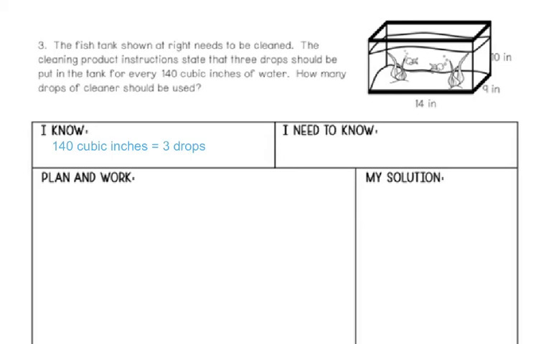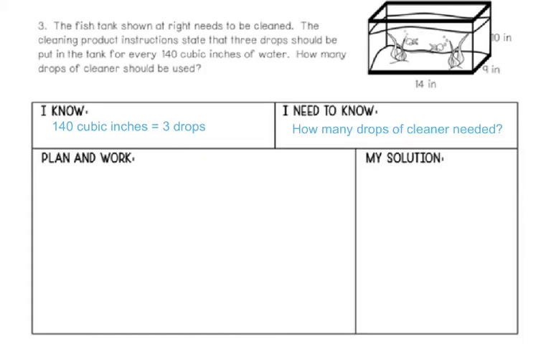Again, I know that this is a rectangular prism and that I have my dimensions labeled with a picture. I also know that we have another conversion here, that every 140 cubic inches of water needs 3 drops of cleaner. Next, we need to figure out what we're solving for. Again, this comes from the question, how many drops of cleaner should be used?